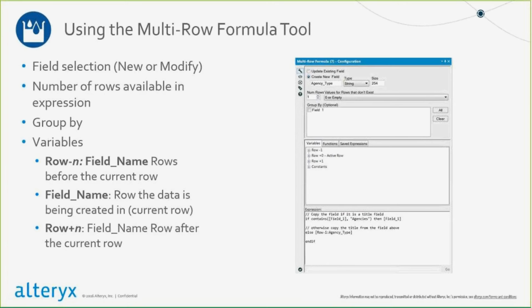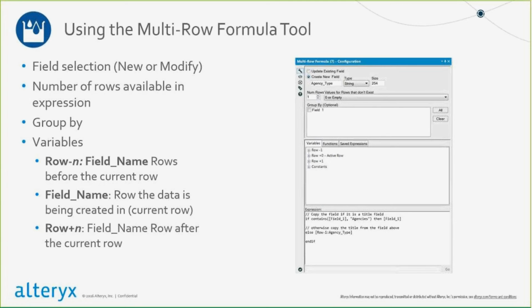Now, the tool itself looks like this. Again, there's a couple additional options to the regular formula tool. You can decide if you're going to update an existing field or if you're going to create a new field. In the example we just looked at, we were creating a new field, the store rank, and then you select the type and the size.